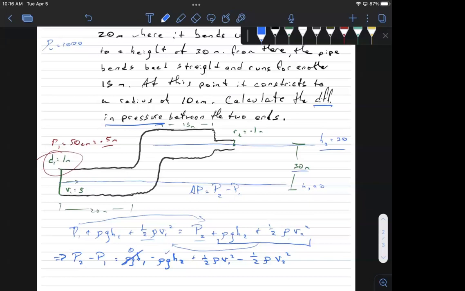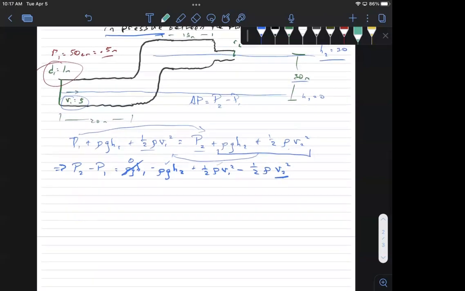This term is good. Next term, 1/2 rho V1 squared. Well, rho, that's 1,000. I know that. V1, do I know V1? Well, yeah. V1 is given in the problem. It's the speed of the water at the beginning, which is 5 meters per second. So I know that term. He's good. Last term, 1/2 rho V2 squared. Again, rho is 1,000, so I know him. Do I know V2? Well, no, I don't know the value of V2. I don't know how fast the fluid is moving at the end of the pipe. So this is something I have to calculate. And so I'll go ahead and work on that before I try to do anything with Bernoulli.